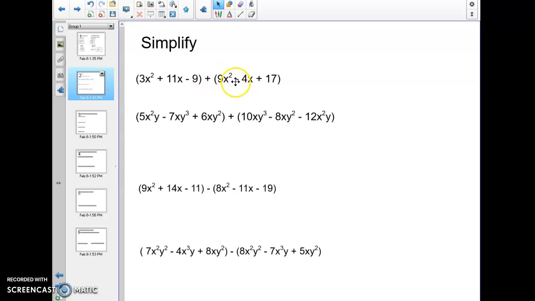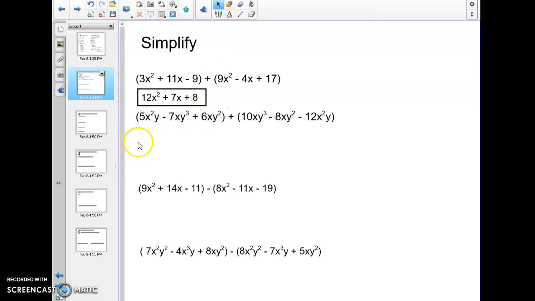So here, pretty basic, we're just going to combine like terms. 3x squared and 9x squared is 12x squared. When we combine like terms, we don't do anything but keep the exponents. You don't add the exponents. Put an x there, and then x squared. And then 11x and negative 4x is plus 7x. And then negative 9 plus 17 is a plus 8. Addition's always a little easier to work with.